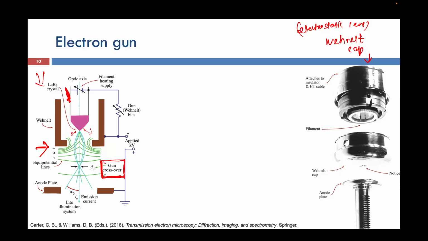The gun crossover determines how fine our beam will be. We want as minimum a d naught value as possible. And why will the electrons come downward? Because we have provided an anode plate. What do we mean by anode plate? Anode plate is nothing but a positively charged plate. Since electrons are negatively charged, we provide extremely high positive charge here, and finally we are able to extract the electrons, and they will be accelerated towards the specimen, passing through the anode plate. Here the specimen will be there.